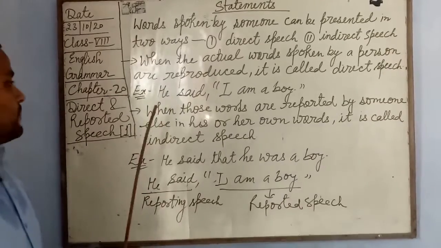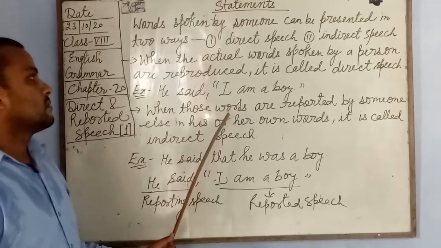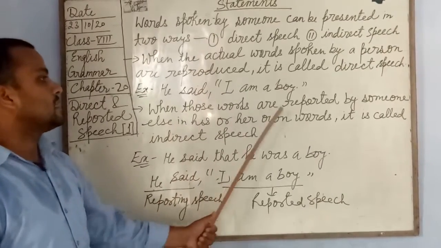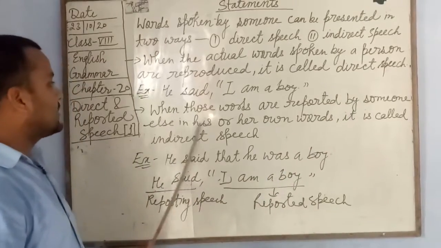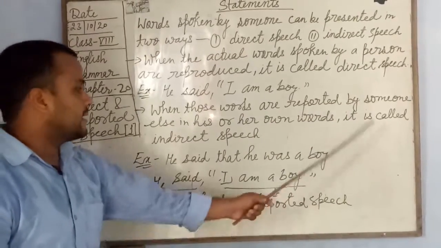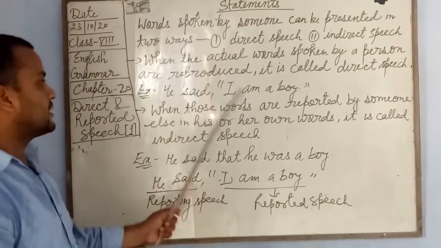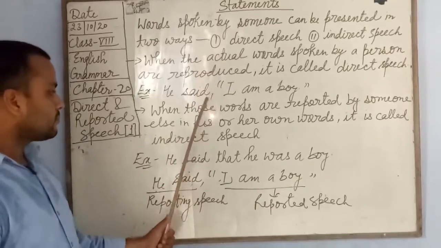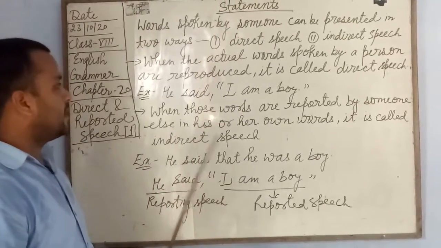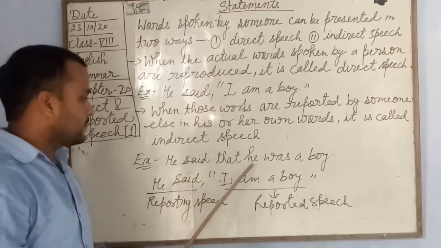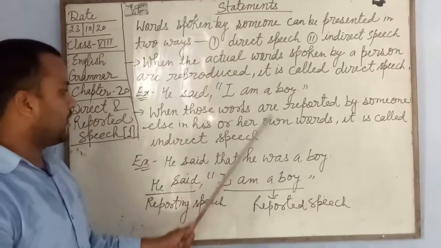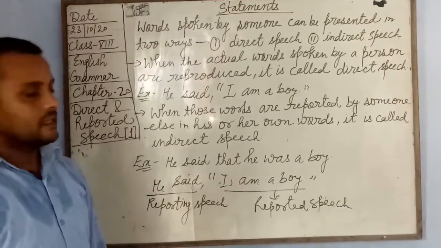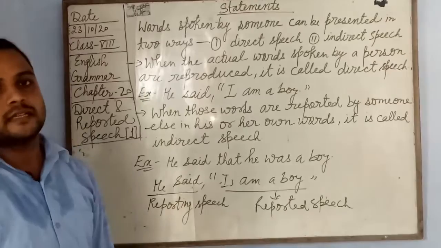And now, what is indirect speech? When the words said by someone are reported by someone else in his or her own words, it is called indirect speech. For example, he said that he was a boy. Here that has been added in place of I. He has been used in place of am. Was is here. So some changes have been made here. That's why it is an indirect speech.